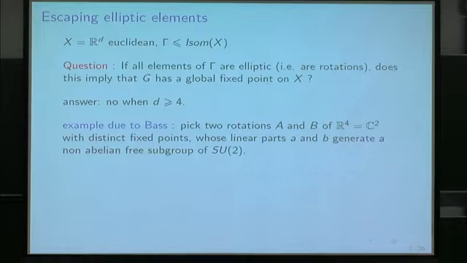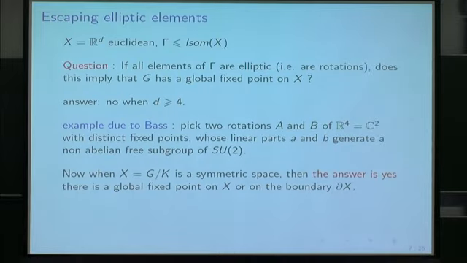And the idea is you just take two rotations, but with different fixed points, acting on C2, with the linear part being in SU2 in such a way that they generate a free group. And if they generate a free group, then you see that 1 is never an eigenvalue. So you're never going to get a skew translation, for example. So all the elements of the group generated by A and B are pure rotations, but they don't have a global fixed point.